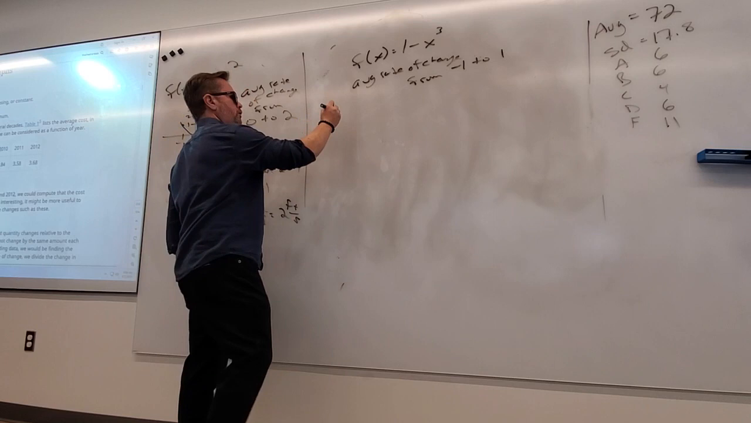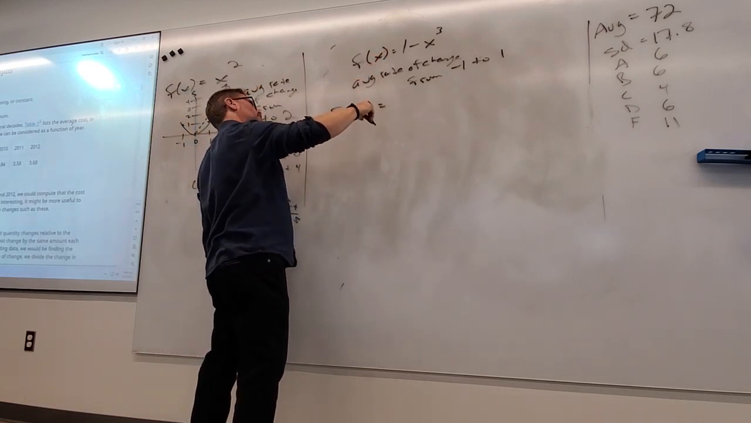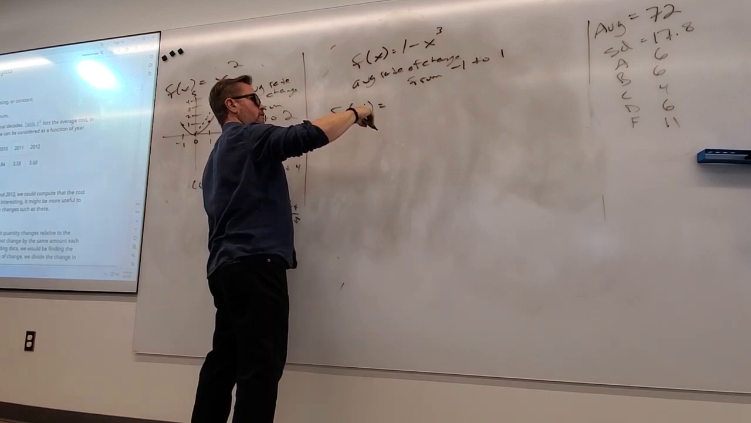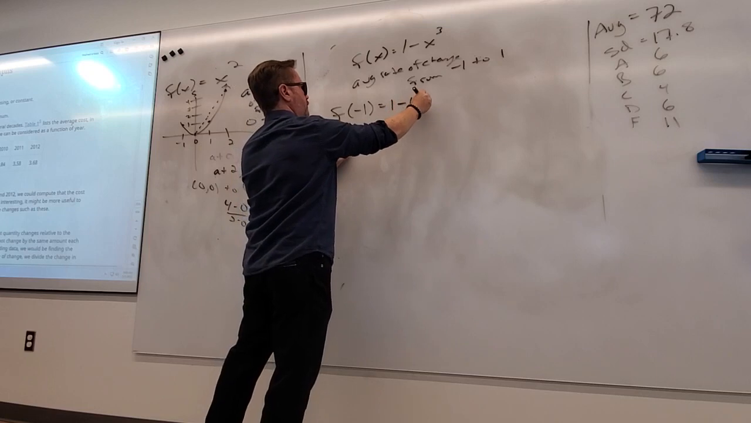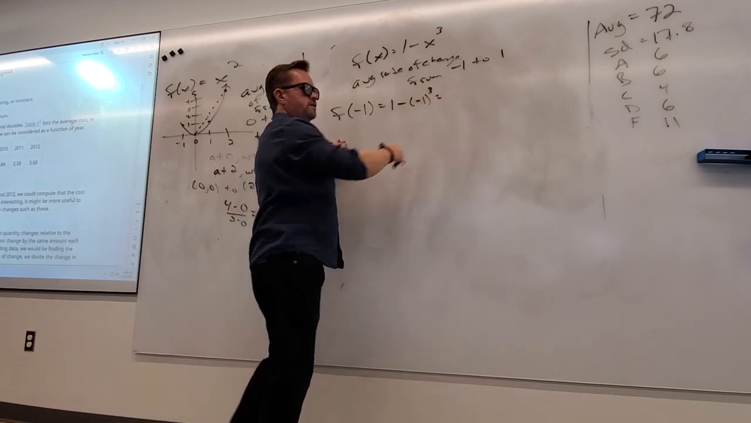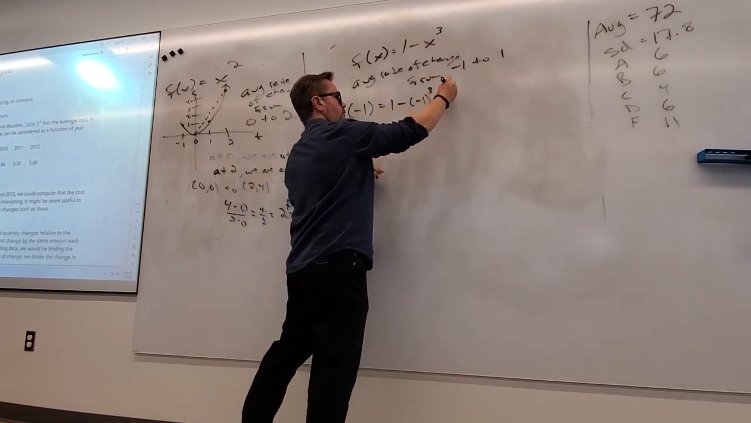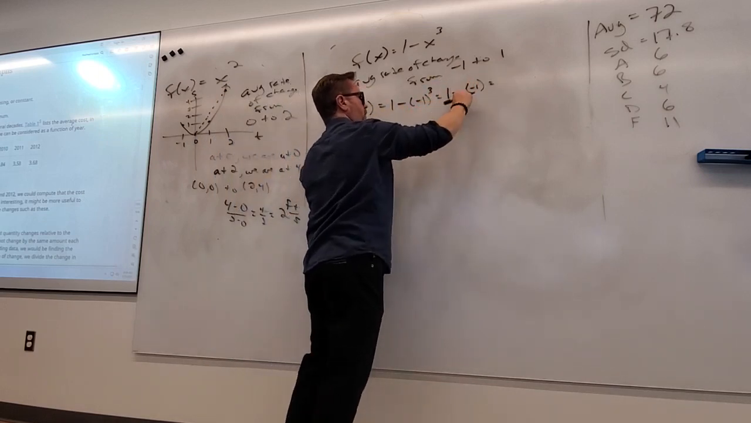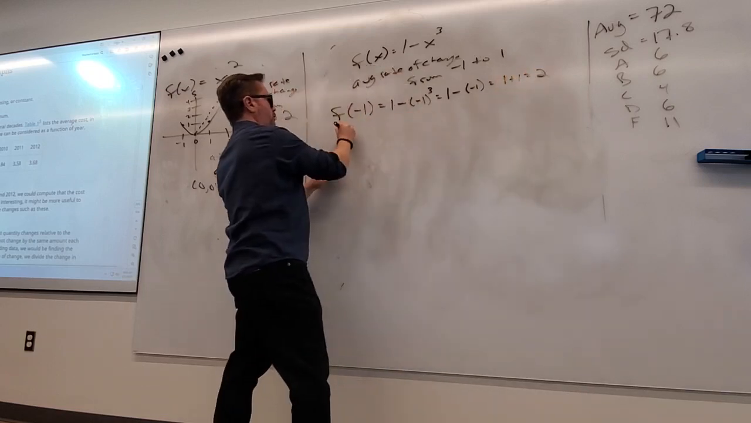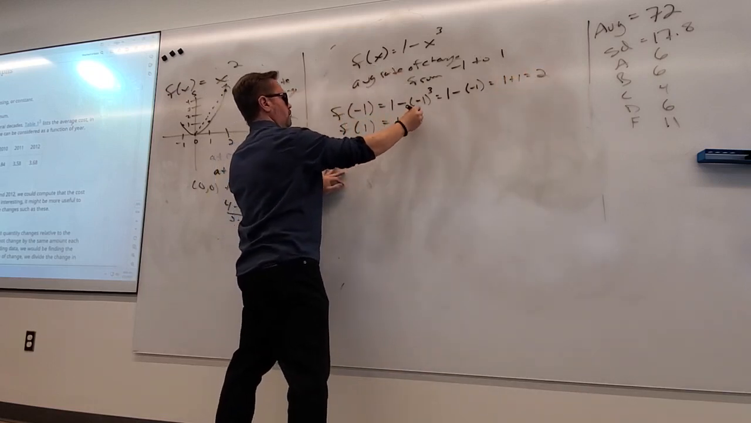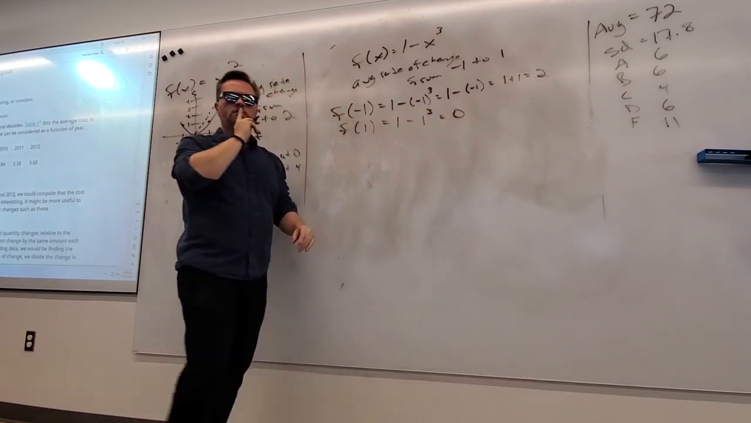What do you get when you plug -1 in? Let's see, 1 minus -1 cubed. What's -1 cubed? Negative 1. 1 minus -1 is 2. What do you get when you plug a 1 in? 0.